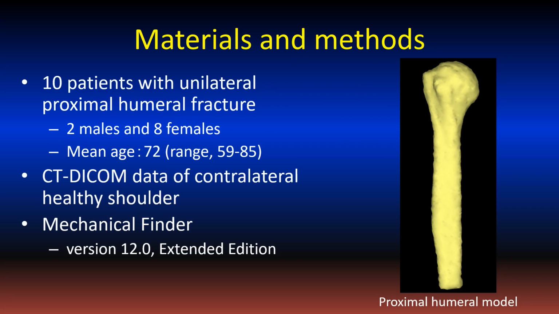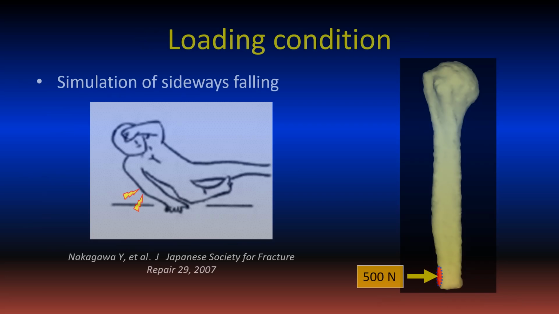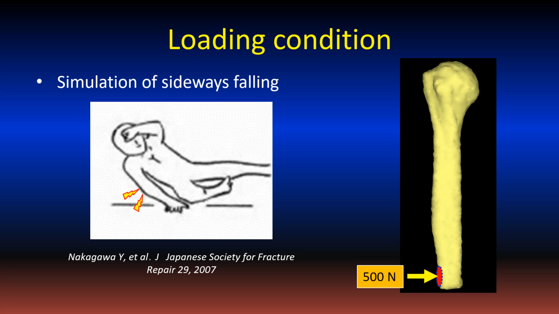Ten patients with unilateral proximal humeral fracture were included in the present study. There were 2 males and 8 females, and their mean age was 72, range 59 to 85. CT DICOM data of the contralateral healthy shoulder were imported to the software Mechanical Finder version 12, extended edition. To simulate simple sideways falling, a compressive force of 500 Newton was applied on the lateral aspect of the distal part of the humerus.